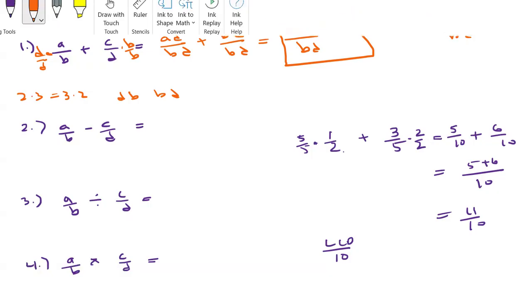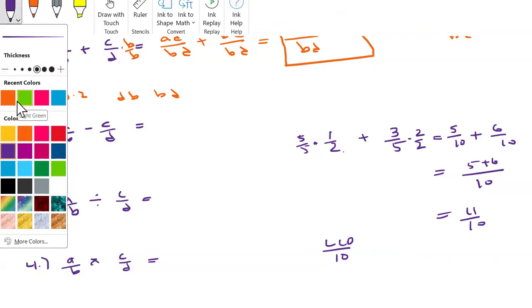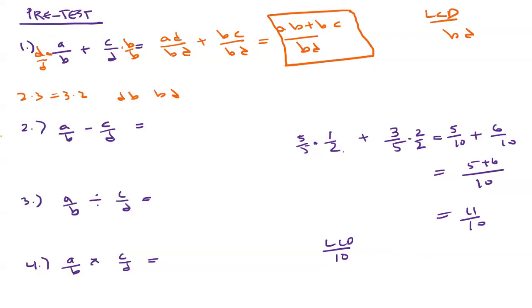Okay, now the second part here, we're going to do exactly the same thing. What's the only difference? We have a subtraction, right? So everything is the same except that now we have a subtraction. So again, our least common denominator is still going to be BD. So that means I'm going to multiply this by D over D, and this one I'm going to multiply by B over B. So that gives me AD over BD minus BC over BD, which gives me AD minus BC over BD. Okay, all right.